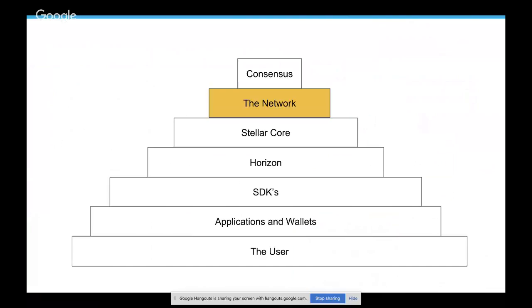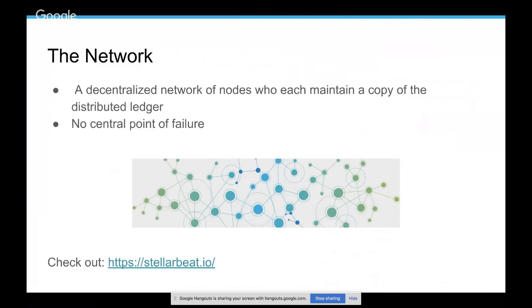Cool. So then you get to the network, and this is what separates us from a centralized bank. The network is a decentralized network of nodes, and each node in the network has its own copy of the distributed ledger. Just like in any other decentralized cryptocurrency, there's no central point of failure. If 50% of the nodes go down, there's always at least 50% up and running.